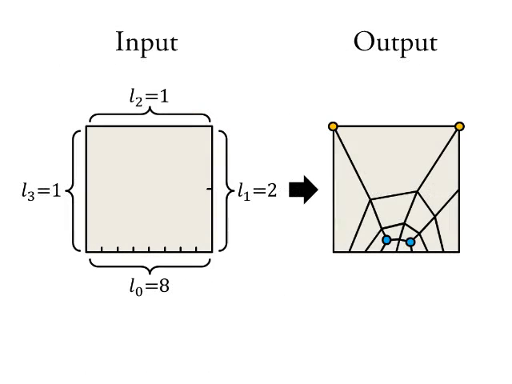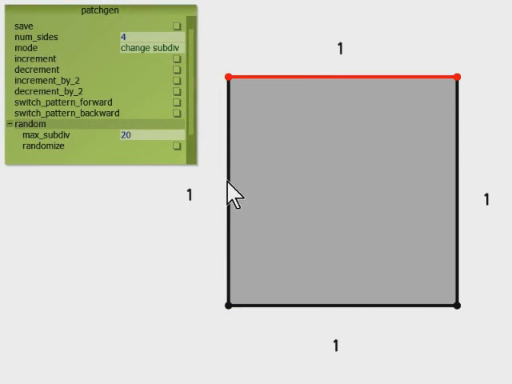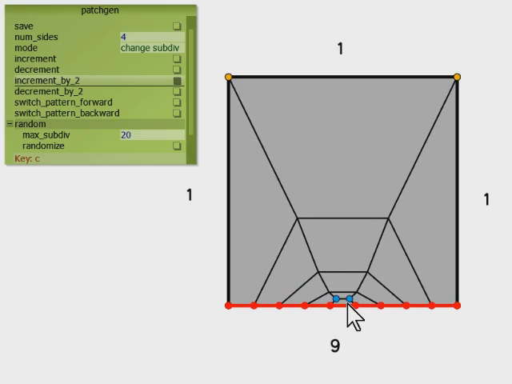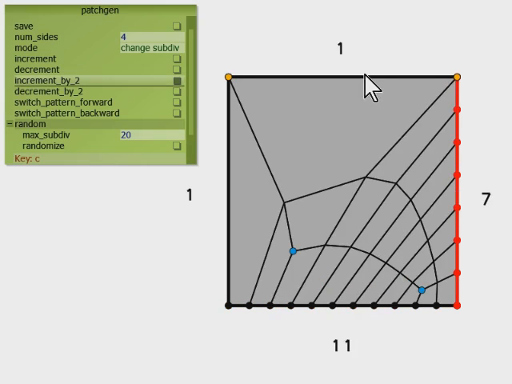We present an algorithm to quadrangulate an n-sided patch with prescribed numbers of edge subdivisions at its boundary. The user clicks on one of the sides of the patch and adjusts the number of edge subdivisions for the selected side. Our algorithm generates the output quadrangulation instantly.